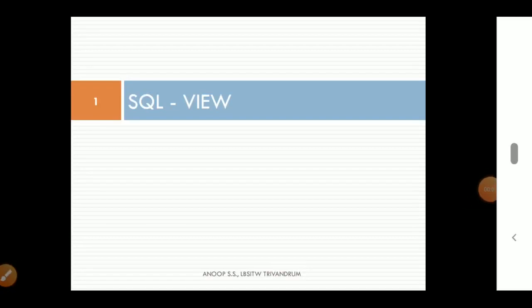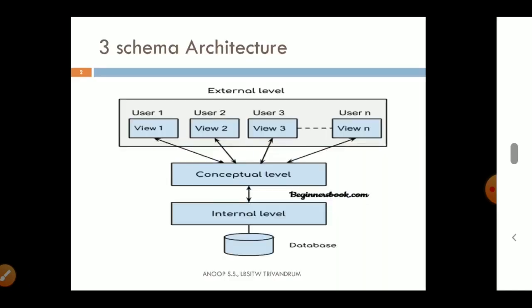Today we will see what is a view and how to create a view in SQL. For that, you need to know the three schema architecture. This is the three schema architecture, you all know. It consists of three levels of abstraction.